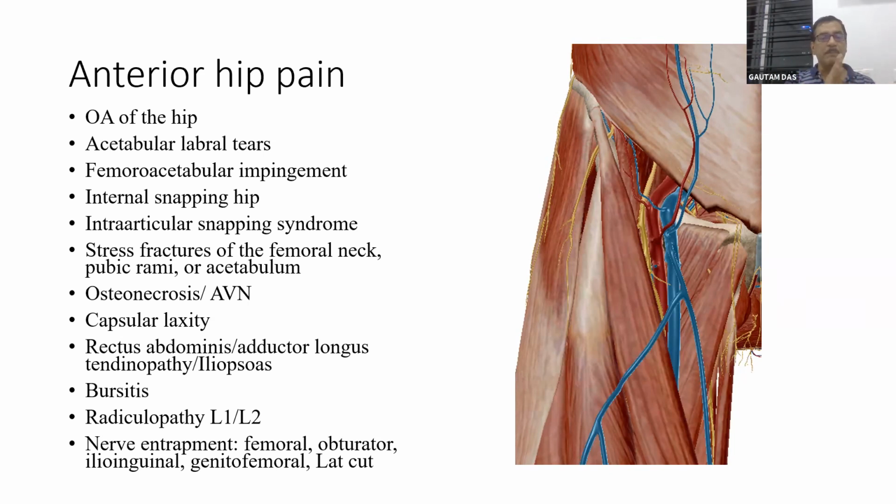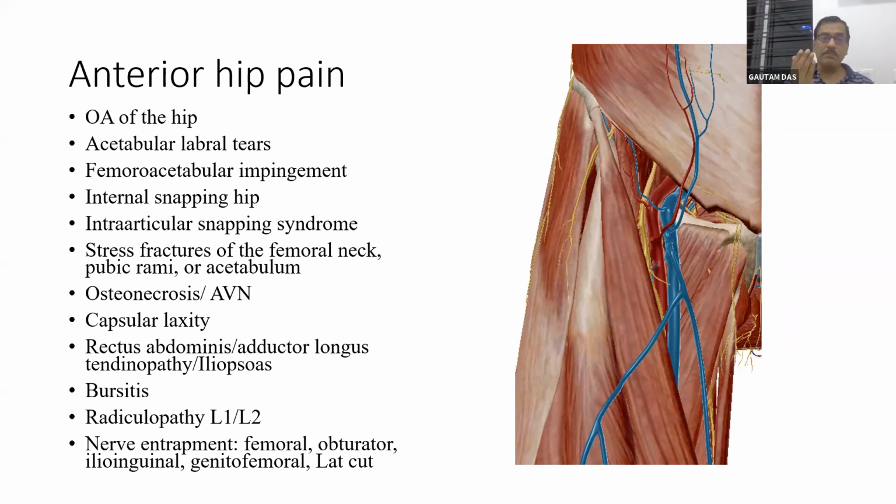Then comes your snapping hip. Snapping hips can be intra-articular or extra-articular. Snapping hip means that when there is a certain movement of the hip, there will be some snapping sound and some pain. Intra-articular means there is an intra-articular pathology, like a labral tear or some fractures. So these are the causes of intra-articular snapping hip syndrome.